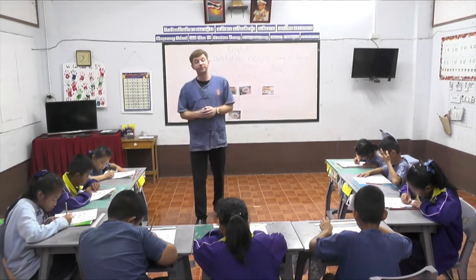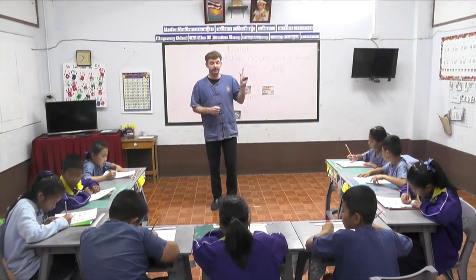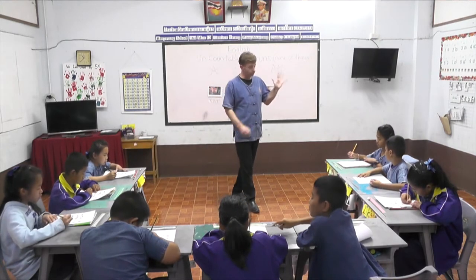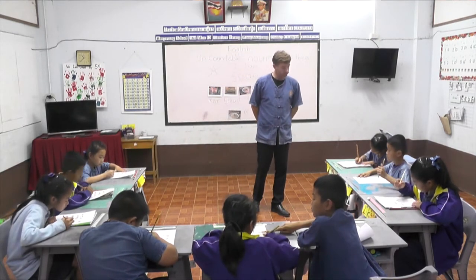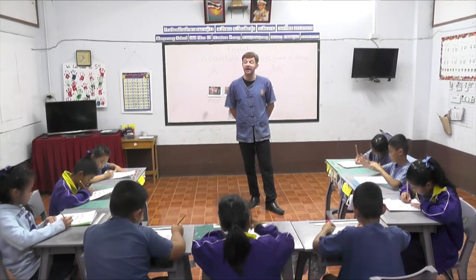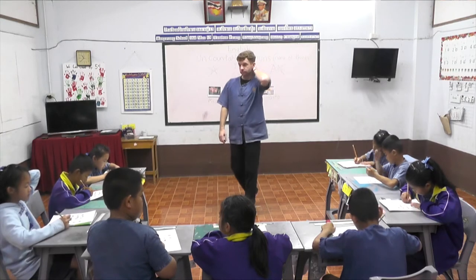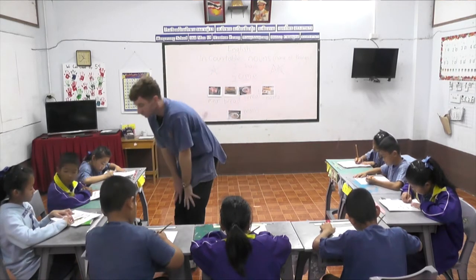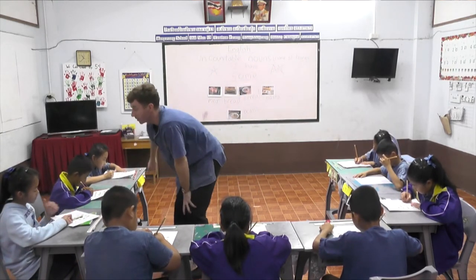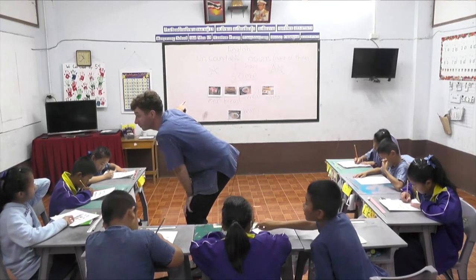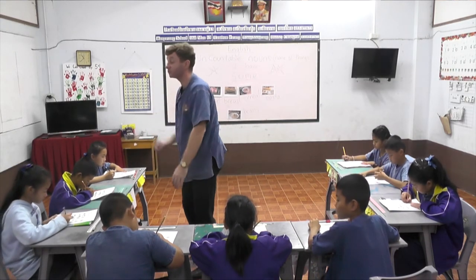So remember the vowel letters A, E, I, O, U. So for orange, we could say an orange. Okay, bread. Remember what we say about uncountable nouns? Some. We say some bread.